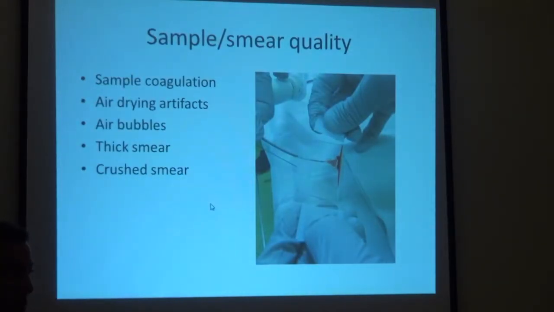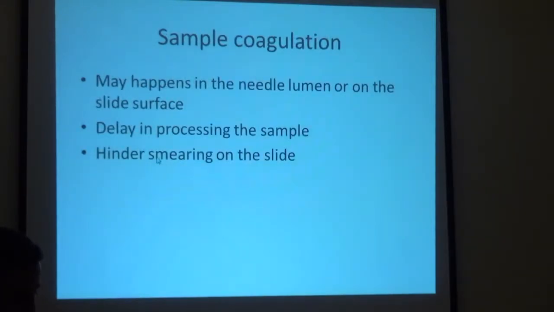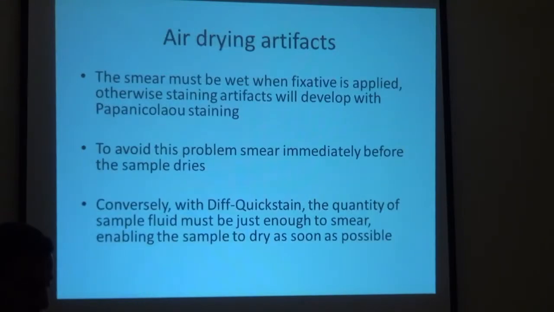Now with regard to the sample smearing and quality, it's very important for the technicians to be well trained and to talk to the cytologist. Sometimes it's important to get the cytologist to train your technician who's helping you on how to smear and give feedback, because otherwise you can get a lot of artifacts. So the sample could coagulate, there could be air drying artifact, air bubbles, or the smear could be too thick or crushed. Sample coagulation may happen in the needle lumen or on the slide surface, and it's usually because of delay. So when you take your needle out, you want to express it directly. You don't just put it on the side and do other things and then handle it, because the sample will coagulate. So the key is to express the sample immediately.